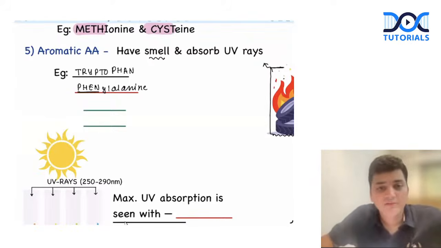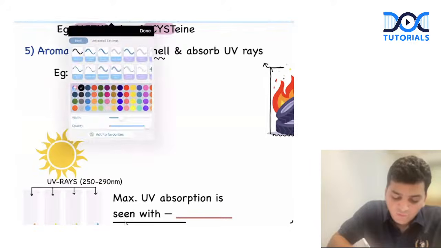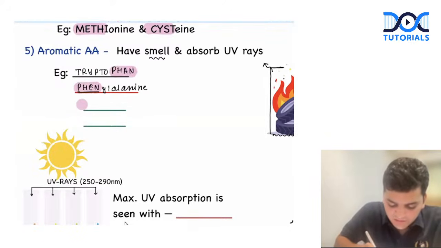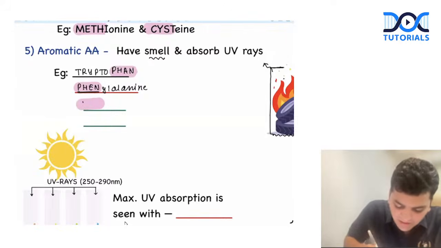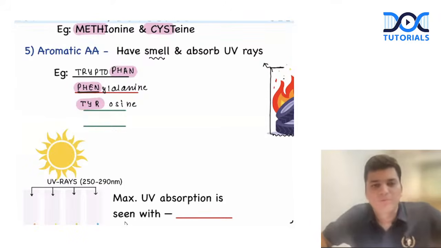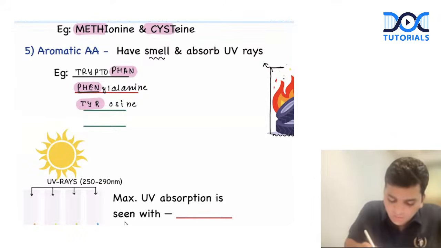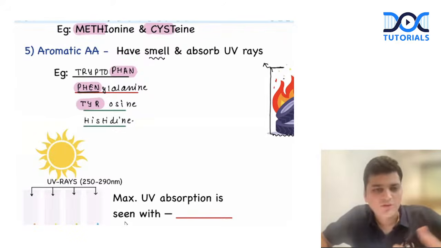Phenylalanine, tryptophan, phenylalanine. Now, what was the smell? The smell was of tire. So I can say one more aromatic amino acid, that is tyrosine. So tryptophan, phenylalanine, and tyrosine. There is one more, histidine. Now, histidine is not fitting in the mnemonic, so we'll put in some hard work to remember that. But otherwise, the aromatic amino acids are tryptophan, phenylalanine, tyrosine, and histidine.